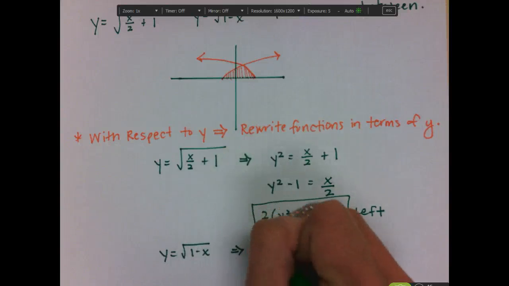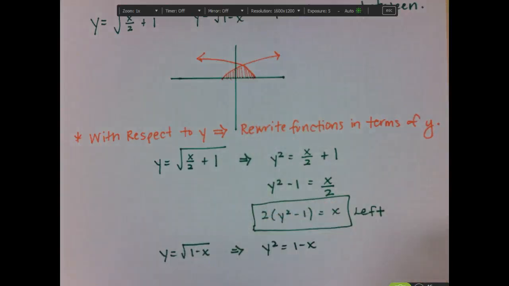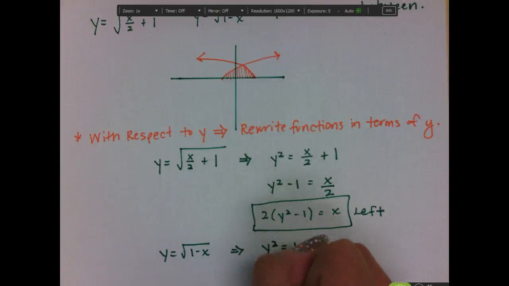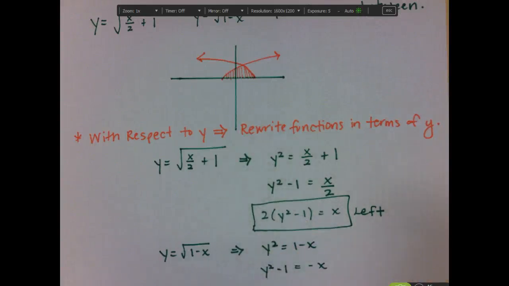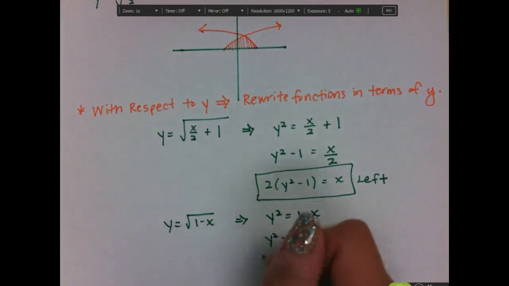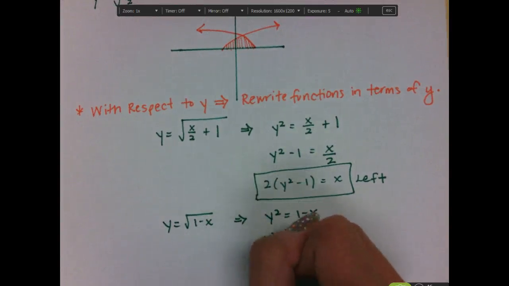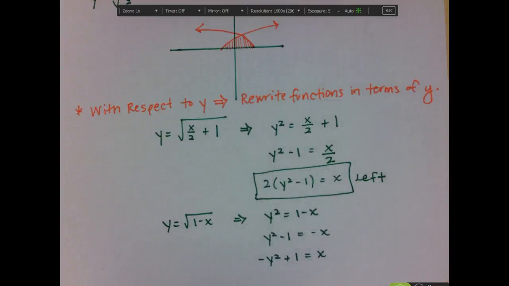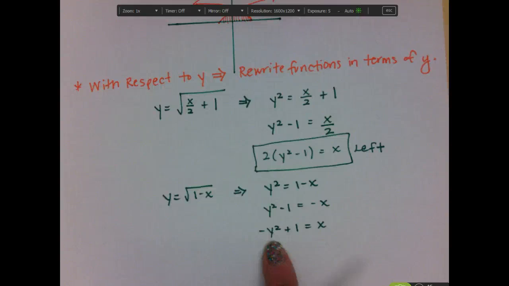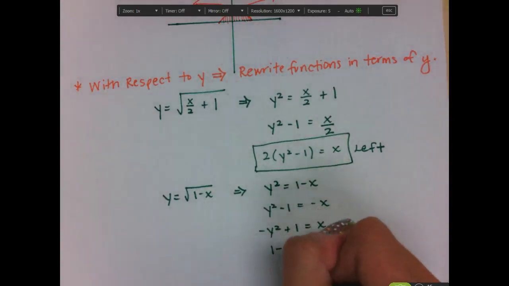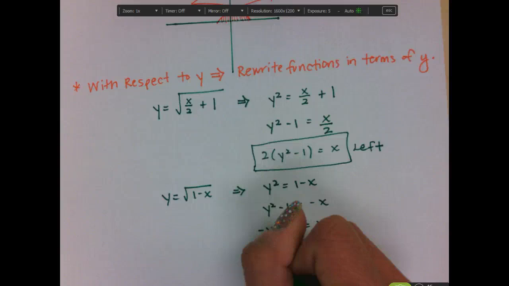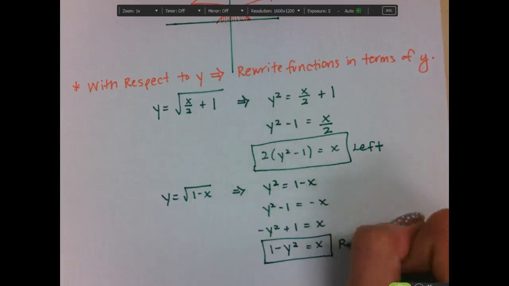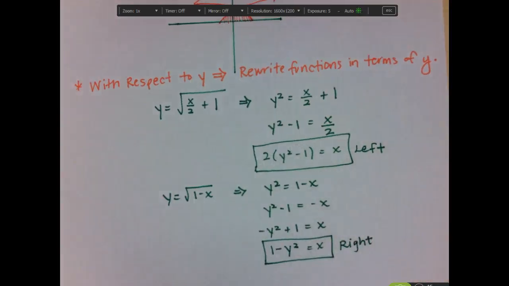All right, I need the other one in terms of y as well. So I'm going to square both sides. And then I'm going to subtract 1. And then I'm going to multiply by -1. Okay. So a more common way of writing -y squared plus 1 would be 1 minus y squared, but it doesn't really matter. All right. So I've got my left function and I've got my right function.